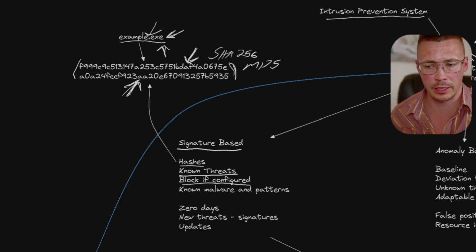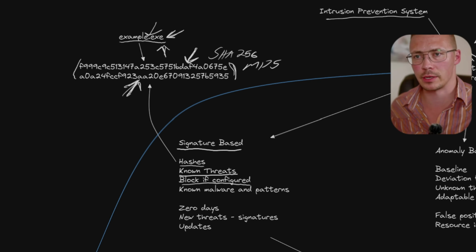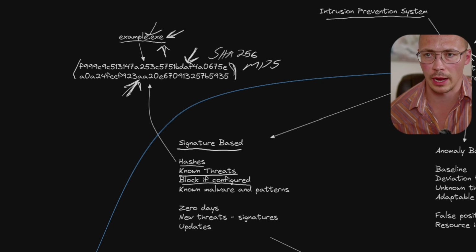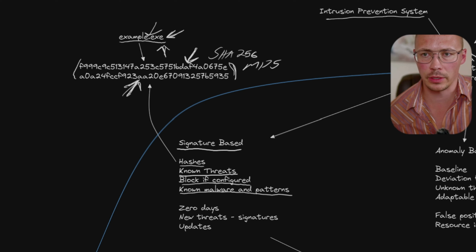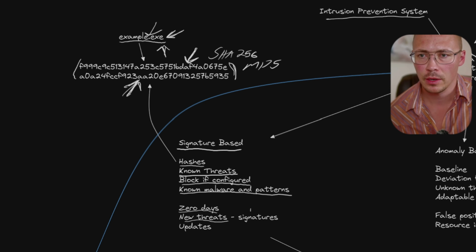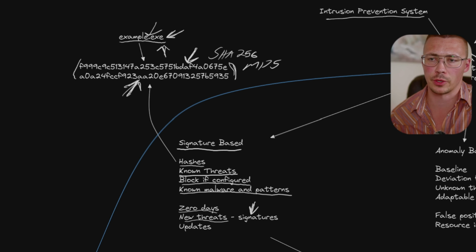Let's say you wanted to block known malware, but you didn't want to block botnets, for example. I don't know why someone would do that, but you can set up what it is that you want to block. Now, this will only block known malware or malicious patterns. So the thing is that this will not work with 0-days, and it will not work with new threats because there are no signatures for these pieces of malware yet. And so that's a downside.